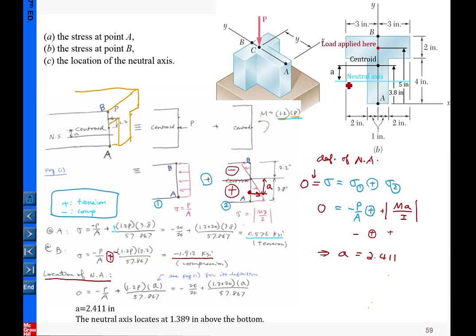So that indicates you can calculate the neutral axis, more precisely, as 1.389 above the bottom, or you can say the neutral axis is below the centroid by a. Okay, that is the inch we calculated here. So again, one new thing you should have learned so far in eccentric loading is a technique to determine the location of the neutral axis. We know the neutral axis is where the stress is equal to 0, so from there we should be able to identify the locations. Okay.